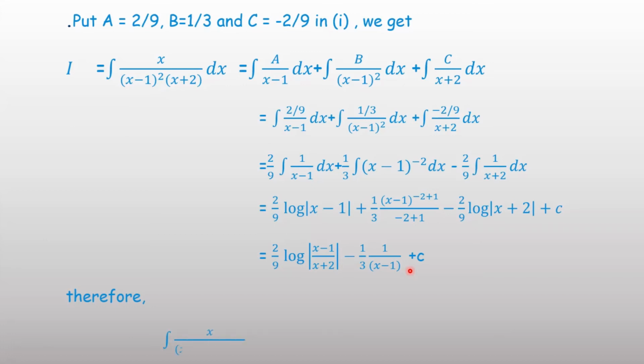Therefore, final result: integration of x upon (x minus 1) whole square into (x plus 2) dx equal to 2 upon 9 log ((x minus 1) upon (x plus 2)) minus 1 upon 3 into 1 upon (x minus 1) plus constant C.